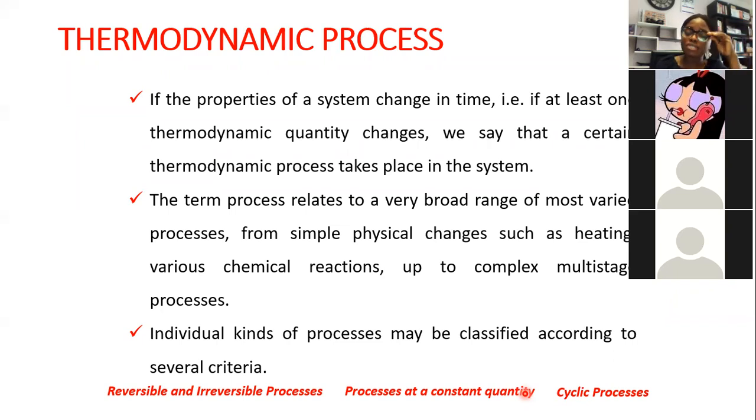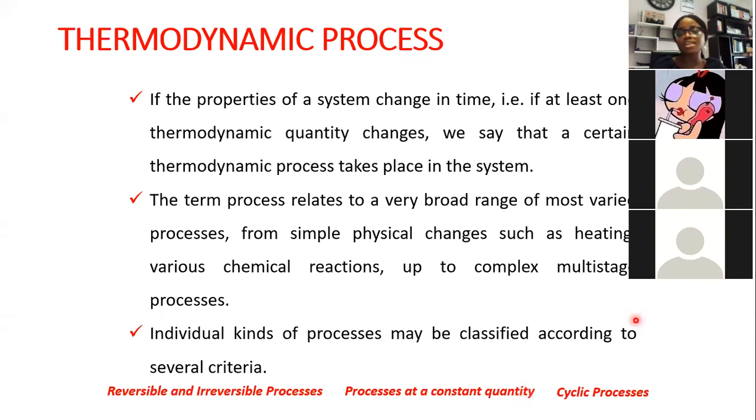Individual kinds of processes may be classified according to several criteria. So one of the most basic processes we can have in thermodynamics is a reversible or an irreversible process. Then we also talk about processes at a constant quantity.